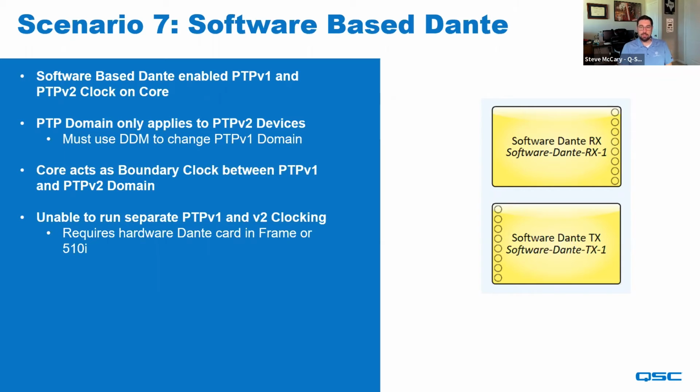The kicker on this is you cannot run separate V1 and V2 clocking out of a single core running software Dante. And this new bullet point underneath is irrelevant because we no longer have hardware Dante cards in frames or on a 510. But if you have one that is still lying around and you need to do some of these clocking shenanigans, that is the only way to do it. The hardware Dante card existed in a different clocking domain because it was not software-based, it was actually hardware-based. Therefore, you could split the clocking, but in our new software-based Dante scenario, you cannot.